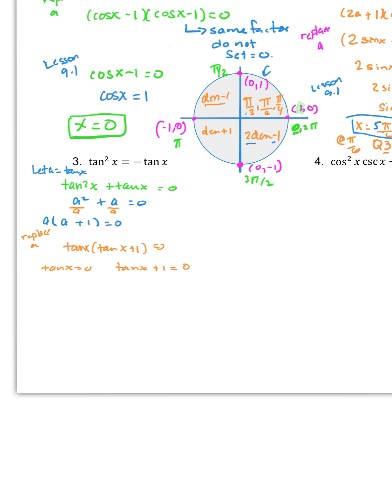And now we are in lesson 9.1. And keep writing that because once you go to, you can refer back and forth.